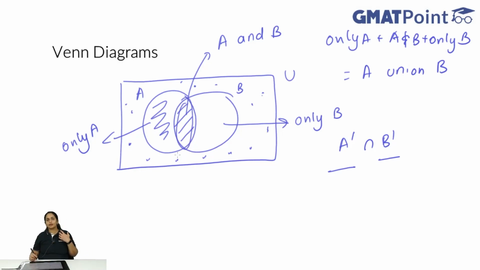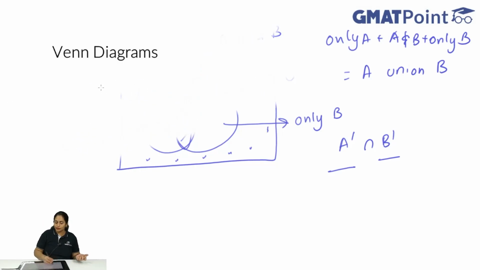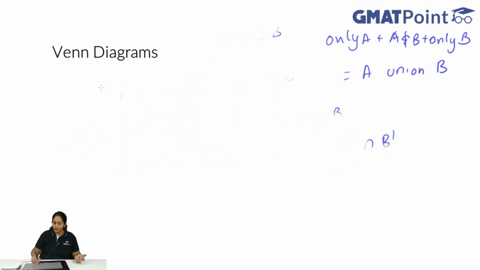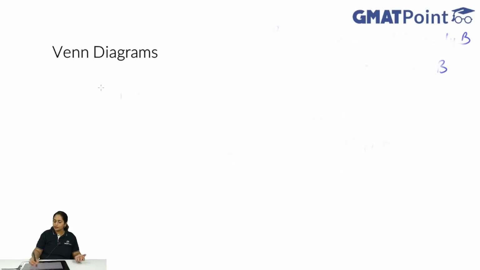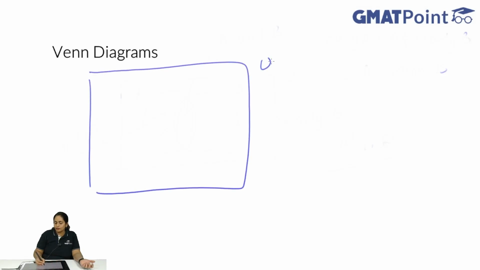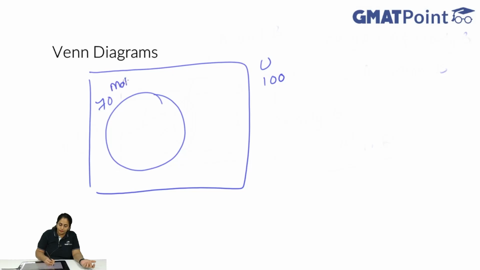So whenever you are given any information, the first thing you have to do is draw the universal set. If there are two sets defined, you should say, okay, first let me find out the number of elements in all. This is my universal set. Suppose there are say 100 students. Out of these, say 70 study maths and say 50 study science.